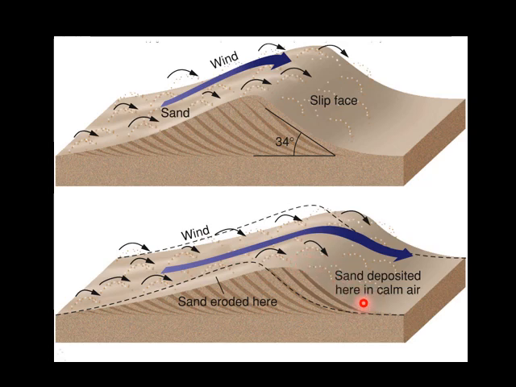And migration of dunes is in the direction of the wind, which produces this cross-bedding that is dipping parallel to the slipface. The angle of repose for dry sand is 34 degrees. This is the upper limit, or the maximum angle at which sand grains are stable.